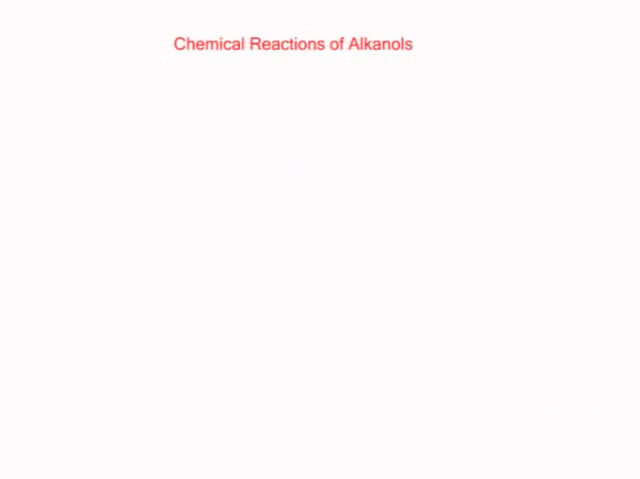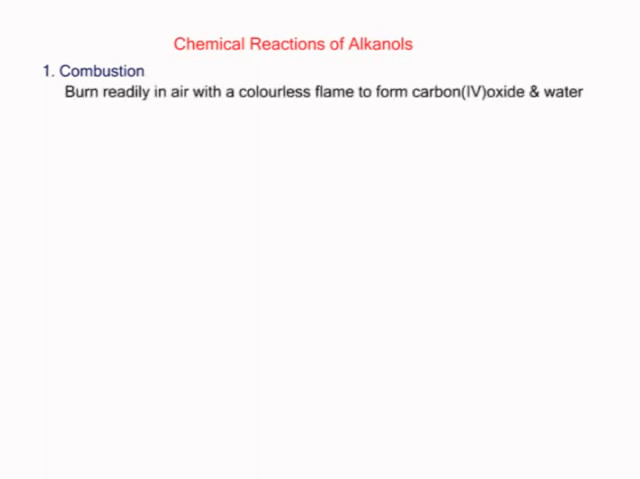Chemical properties, and we start with combustion. Now, ethanol shall represent the rest of the alkanols, so we shall be looking at ethanol. And ethanol burns in air with an almost colorless flame to produce carbon dioxide and water according to this equation.